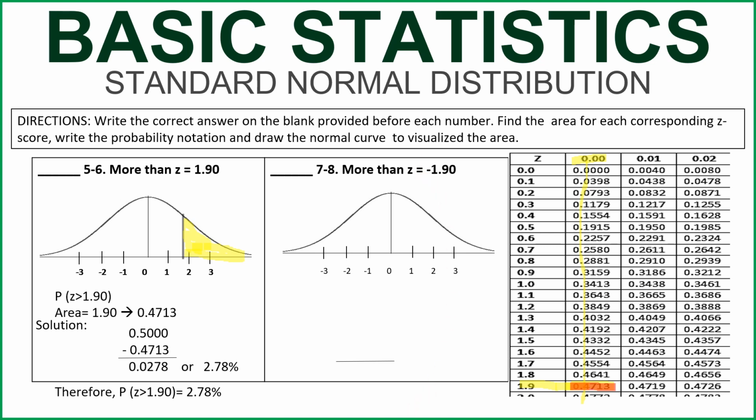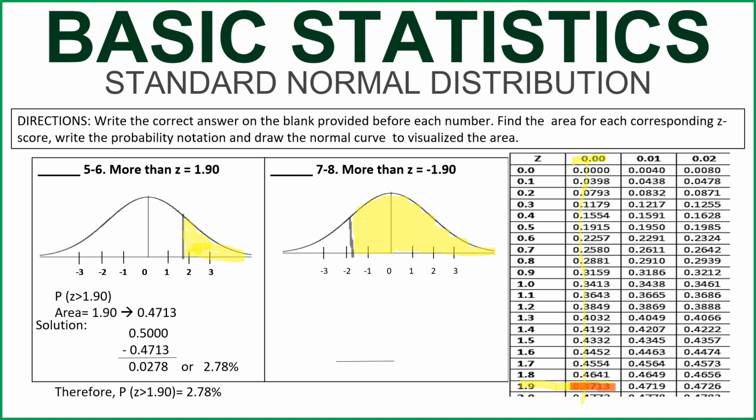For the next example, more than Z equals negative 1.9. So negative 1.9 is closer to negative 2. Then we shade it. Of course, it's more than, so you will shade to the right, up to the tail. And when you're shading, please make sure that it's solid. Up to the tail, of course. Do not forget the tail.